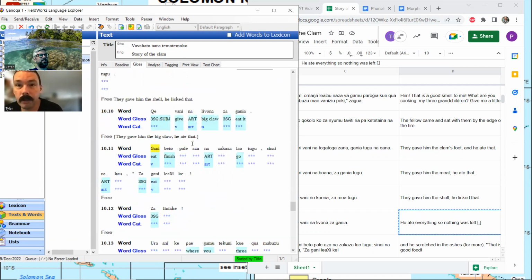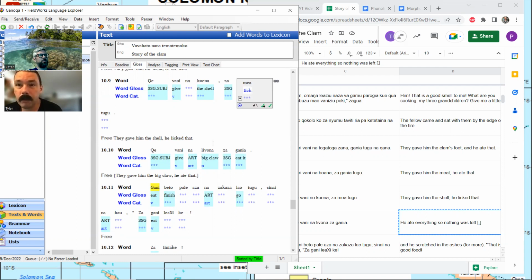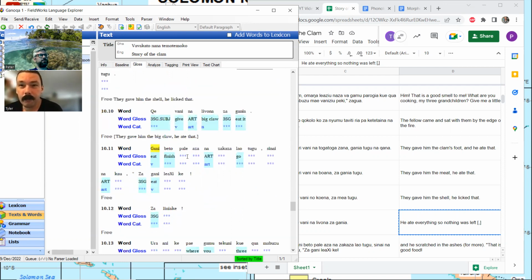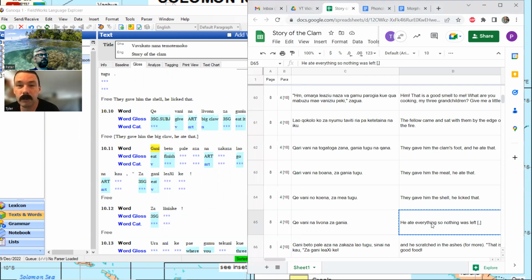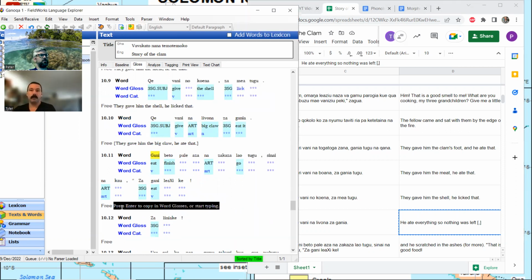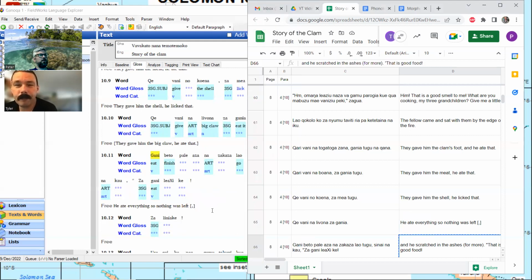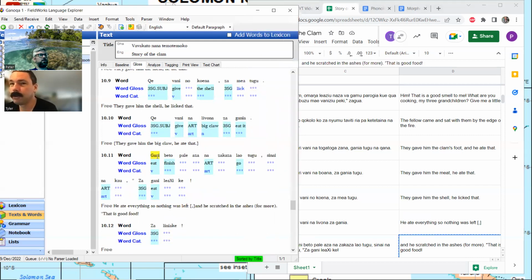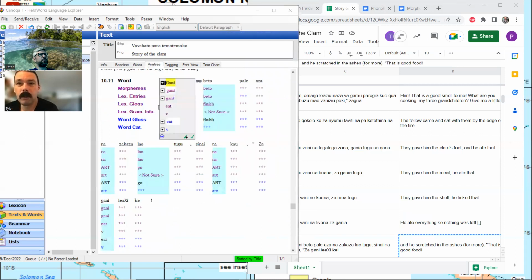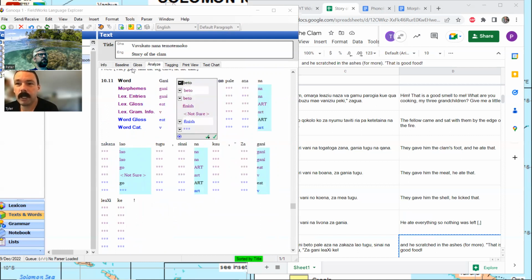So let's go on to the next. Big Claw, he ate that. So most of that has been solved. All right. We got a little bit from those few. What's the next one? He ate everything, so nothing was left, and he scratched the ashes for more. This is honey there. Yep. Wonder why it's in yellow on the top line, but whatever. Maybe because it hasn't seen it with a capital G. I think it just simply hasn't seen it with a capital G. If we can approve it, I'm going to approve it.